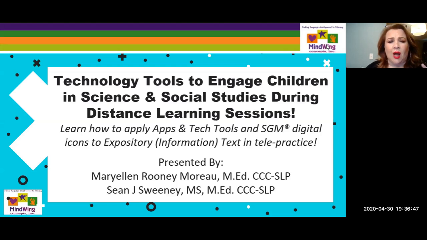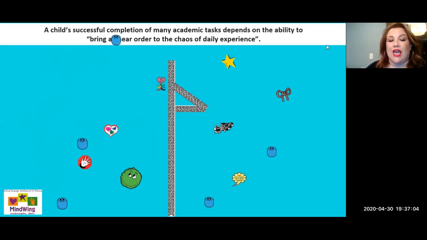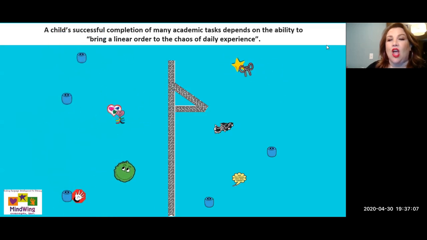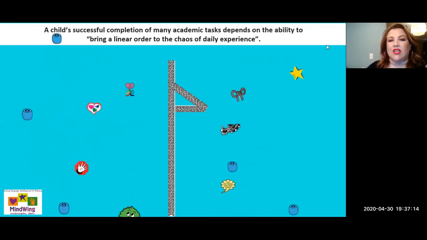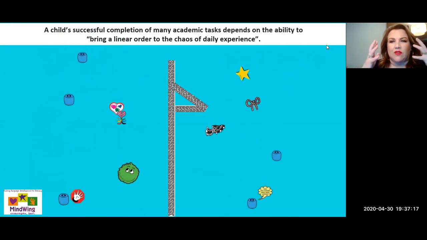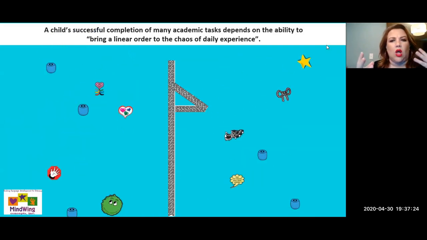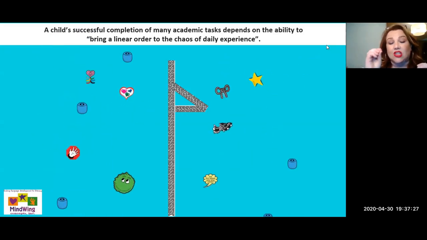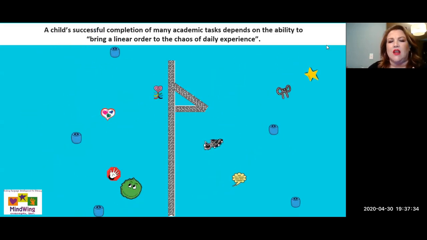So I'm going to just get to the next slide, which is something that we showed in the last presentation, but people really got a lot out of this slide. A child's successful completion of many academic tasks depends on the ability to bring linear order to chaos of daily experience. And I think that many of us are experiencing a bit of a chaotic daily experience, whether that's in our everyday lives or in our heads. We have so much going on, whether it's what we're thinking, what we're feeling, what we're remembering, what we know, the kickoffs that are happening, all the actions that we have to take, the things that we have to accomplish, how we have to resolve problems and deal with conflict.